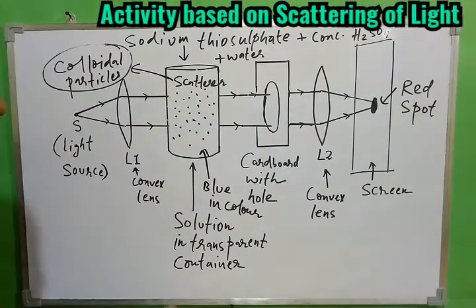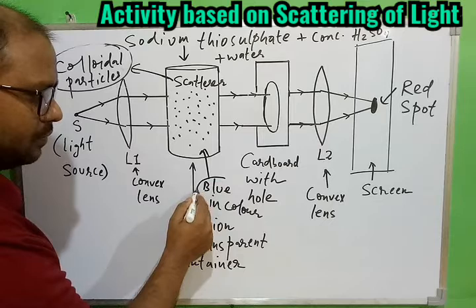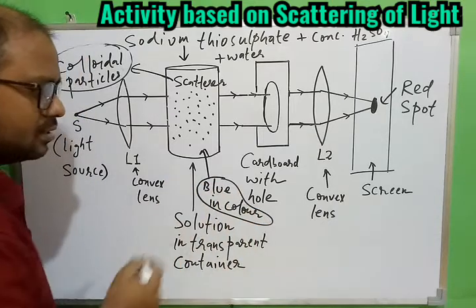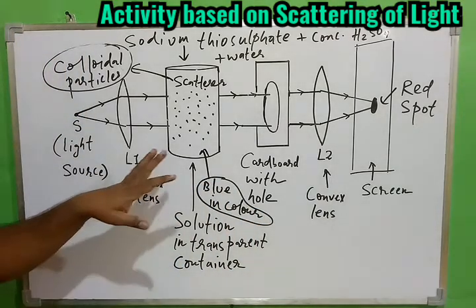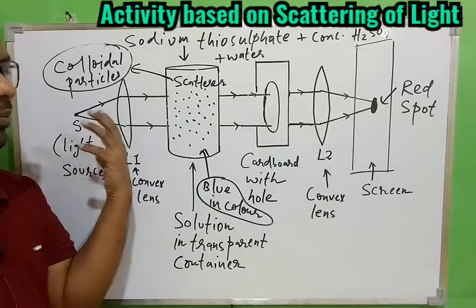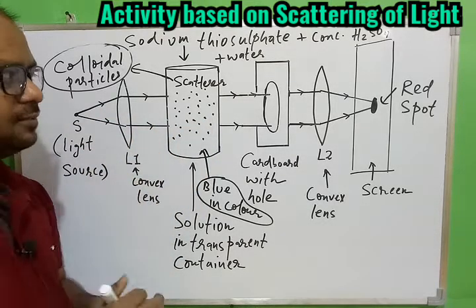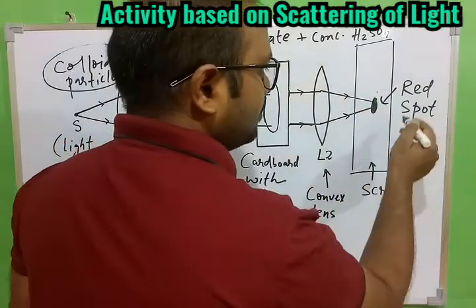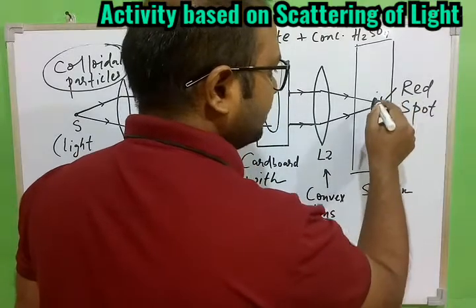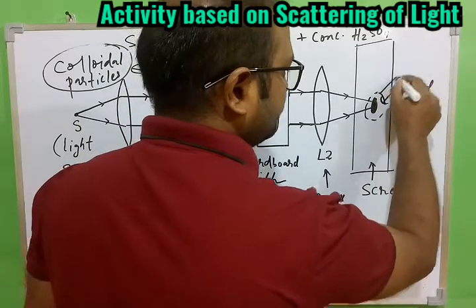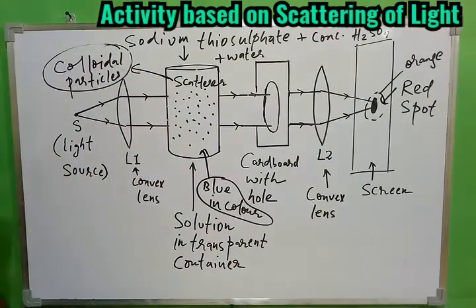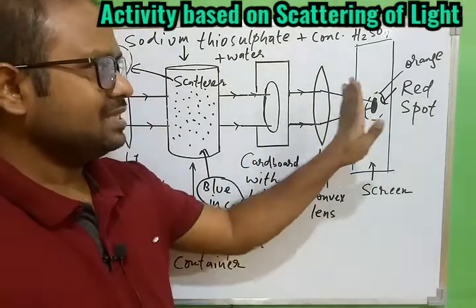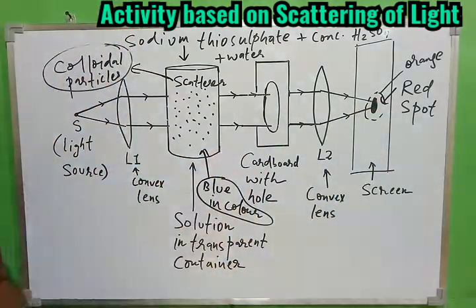So the observation is this: once we do this setup and allow the white light to pass through this colloidal solution, we are able to see that the container becomes blue in color from all the sides. On the screen we are able to see red at the center and maybe orange also. So a red-orange combination color we are able to see on the screen. So this is all the observation.